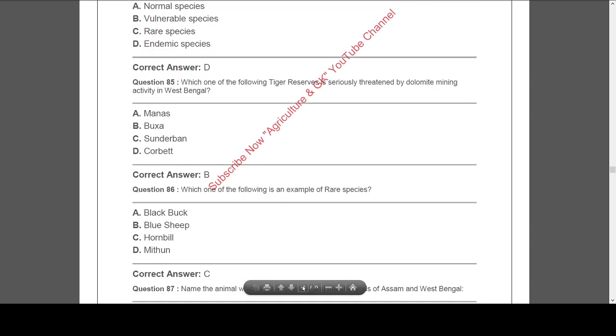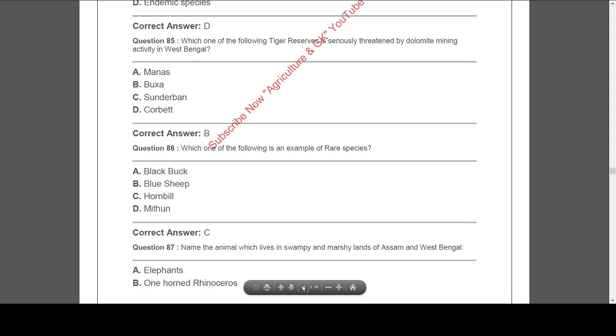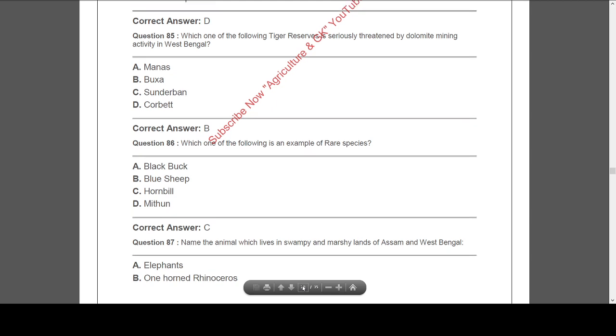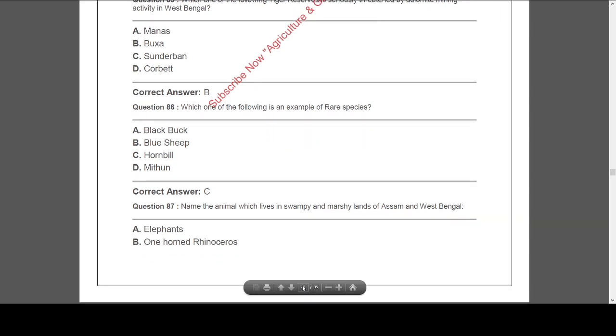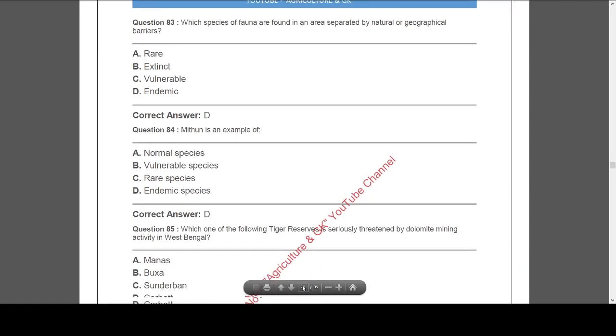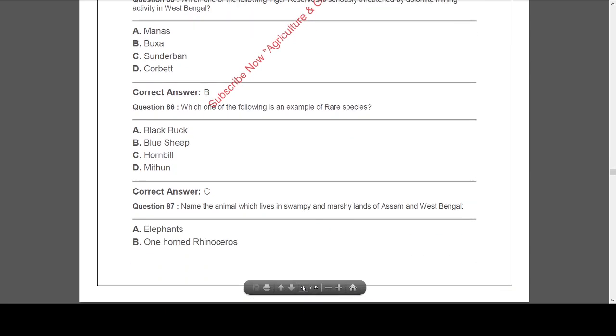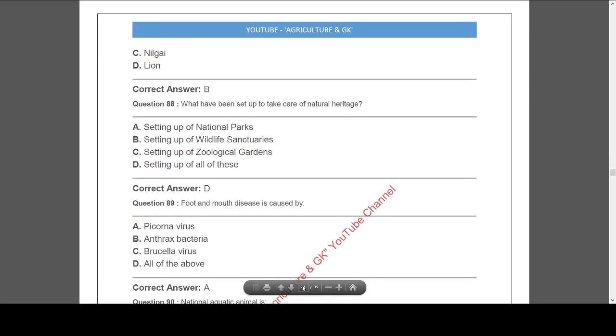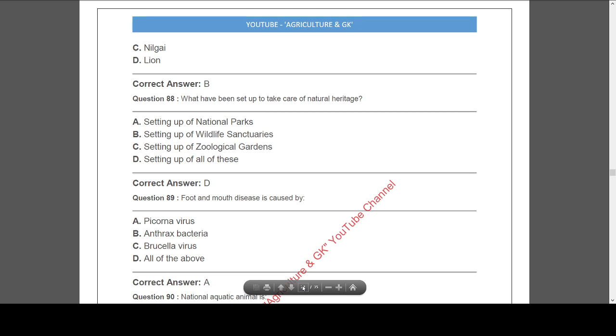Which of the following tiger reserves is seriously threatened by dolomite mining activity in West Bengal? It is option B, Buxa. Which one of the following is an example of rare species? It is hornbill, option C. Name the animal which lives in swampy and marshy lands of Assam and West Bengal. It is option B, one-horned rhinoceros. What have been set up to take care of natural heritages? It is setting up of national parks, wildlife sanctuaries, zoological gardens, all of the above.